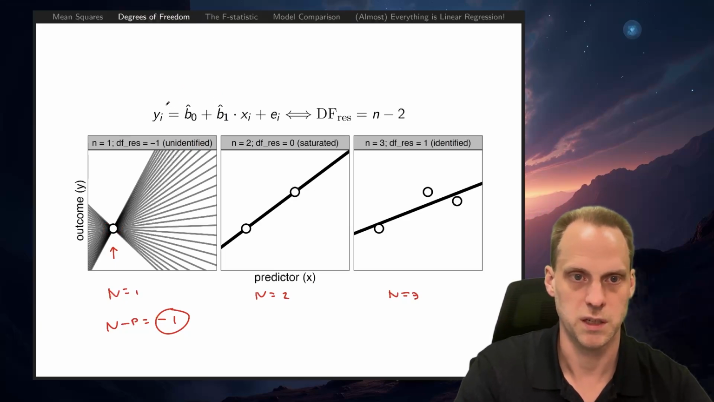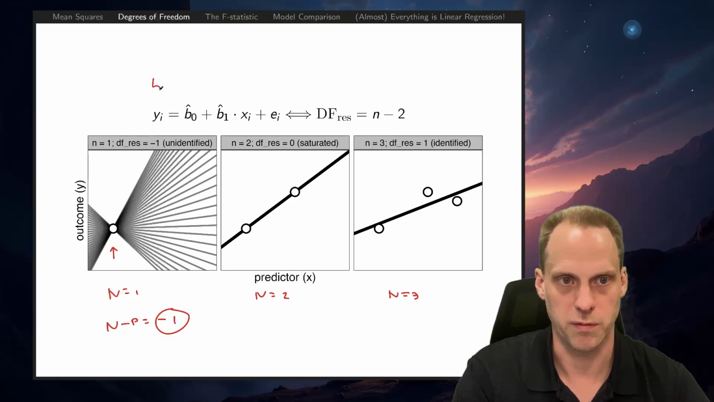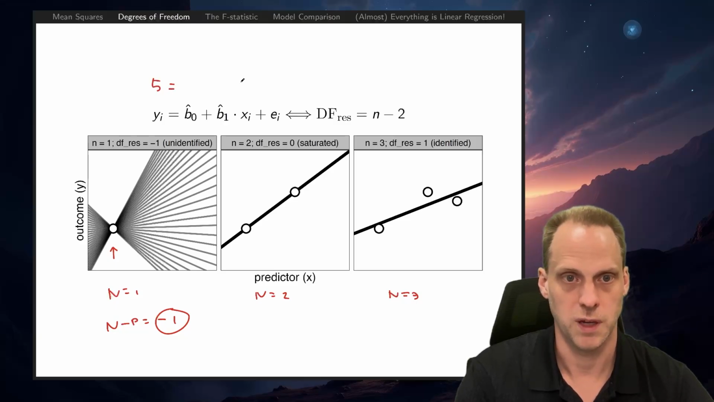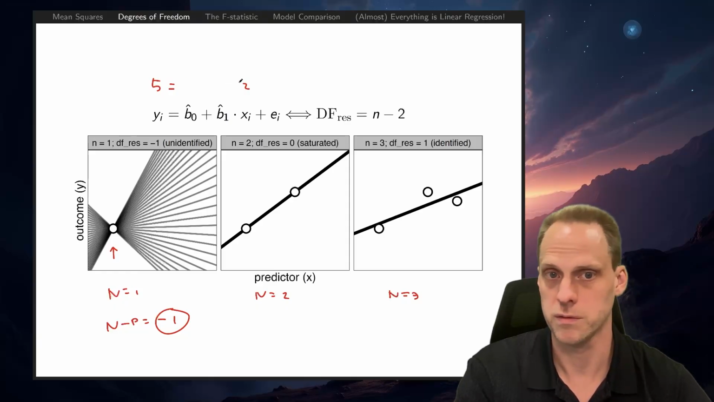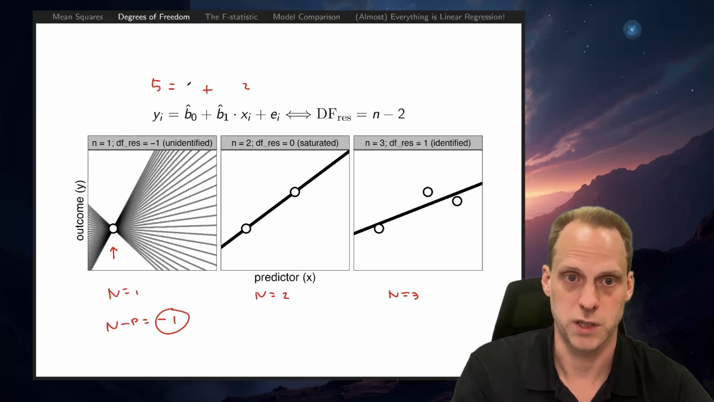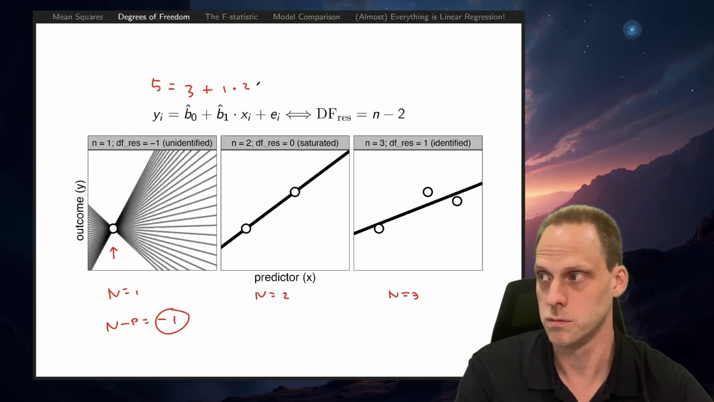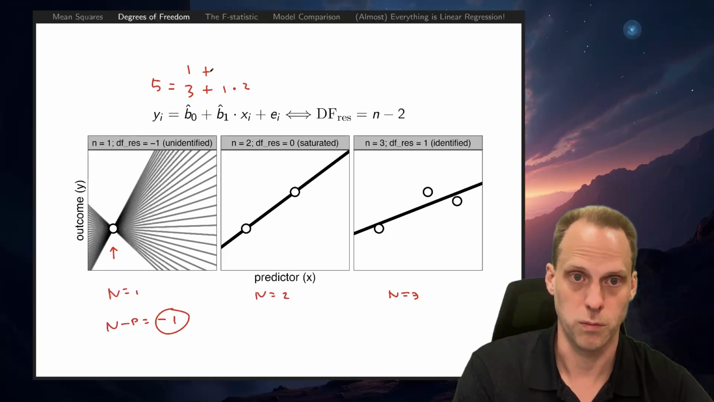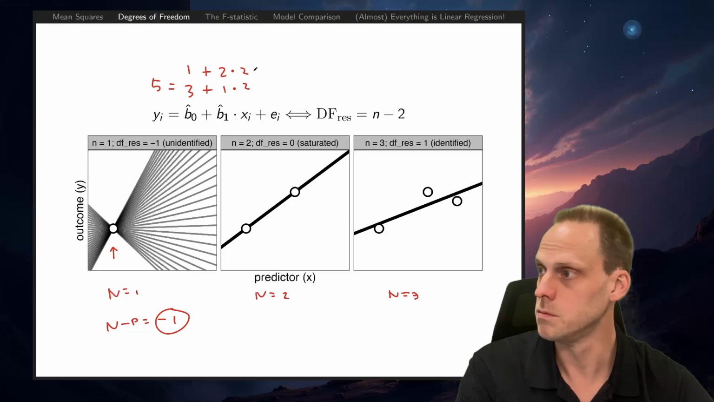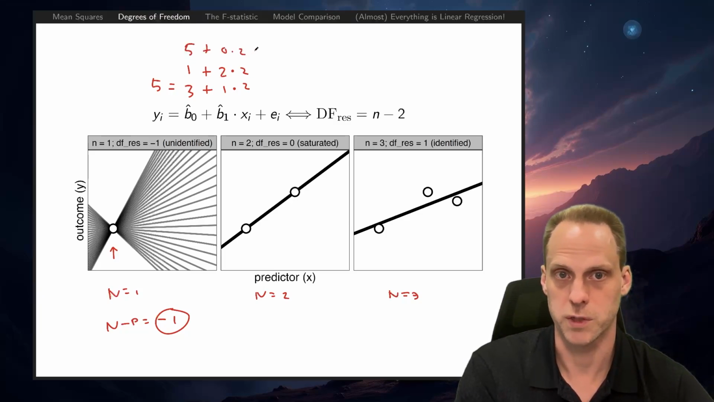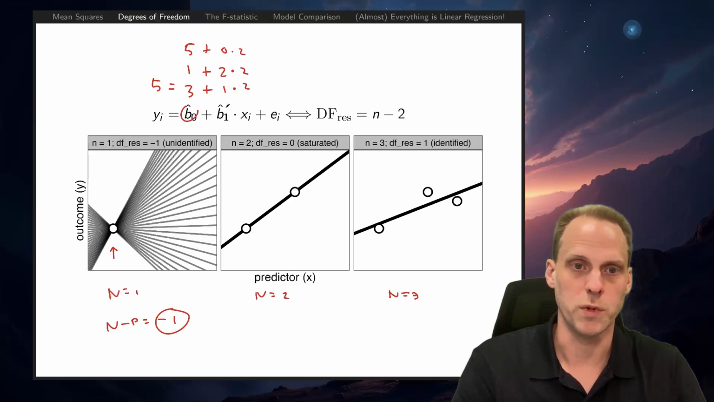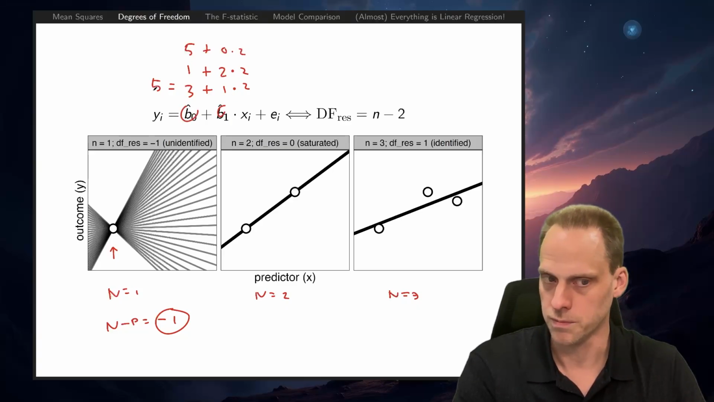Let's say I have 1 data point. Let's say I have a 5 that I measure, and I measure 2 here, for example. So how can I reproduce 5 with 2 here? For example, I could say 3 times 3 plus 1 times 2. Or 1 plus 2 times 2. Or 5 plus 0 times 2. And I can think of any combination of these two that will lead to the same result.